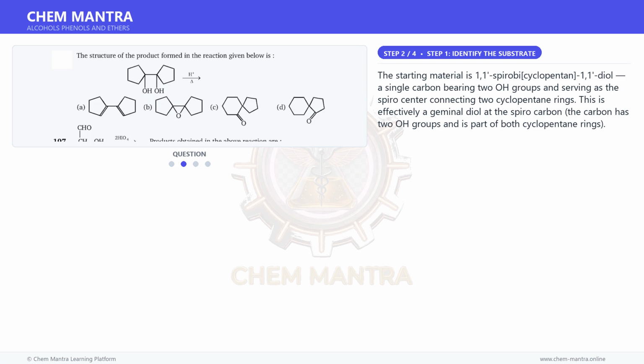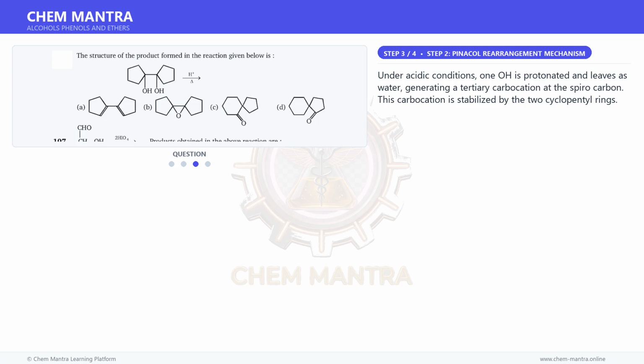The starting material is spiro cyclopentane-1,1-diol, a single carbon bearing 2 OH groups and serving as the spiro center connecting two cyclopentane rings. This is effectively a geminal diol at the spirocarbon. The carbon has 2 OH groups and is part of both cyclopentane rings. Moving on to the next step.